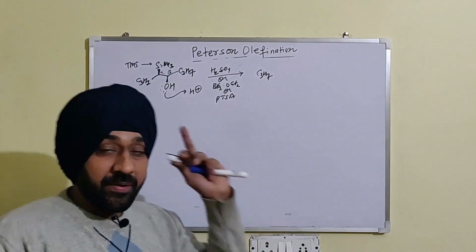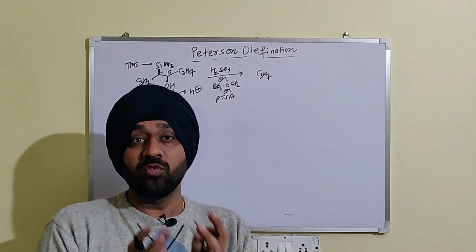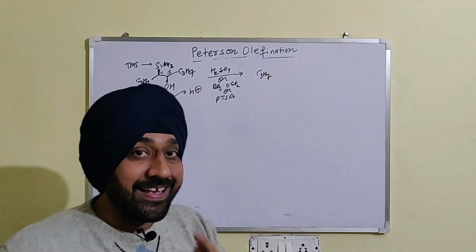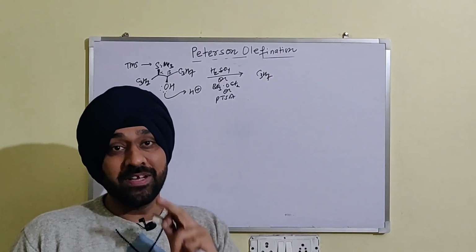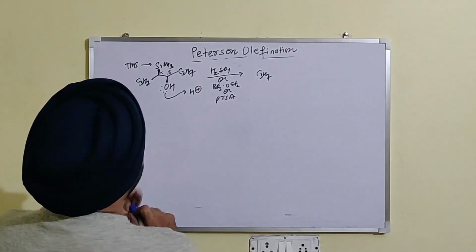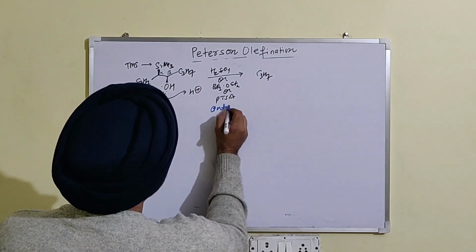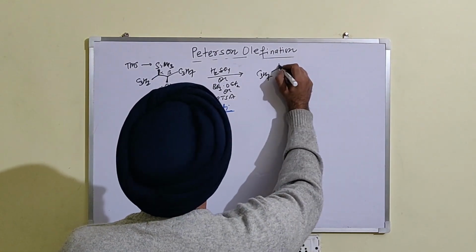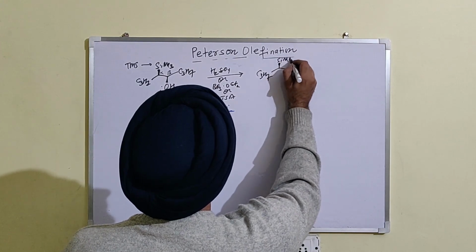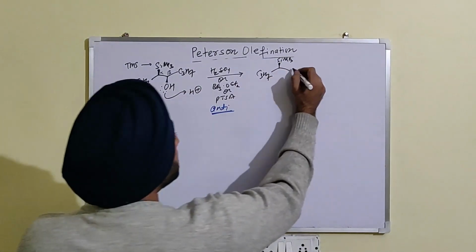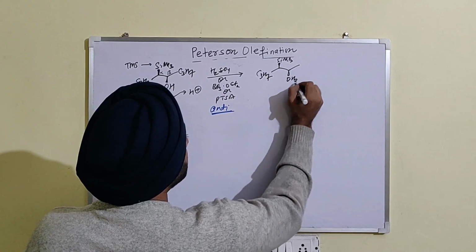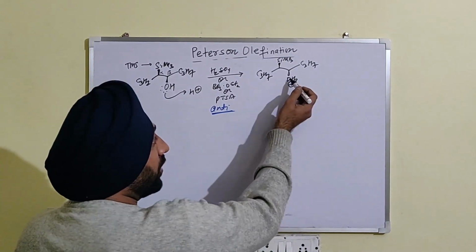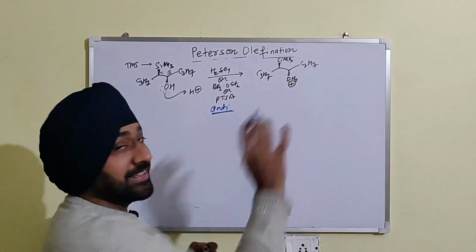So in the previous case, the mode of addition was syn. That is why both these groups came to the same side. And here under acidic condition, the mode of elimination is anti. This is something that we have to remember: anti-elimination. So now let's write it, and do absolutely the same thing that we did previously, to bring these two groups in the same plane. OH2 plus, C3H7. Now we want to bring these two groups anti to each other and in the same plane.